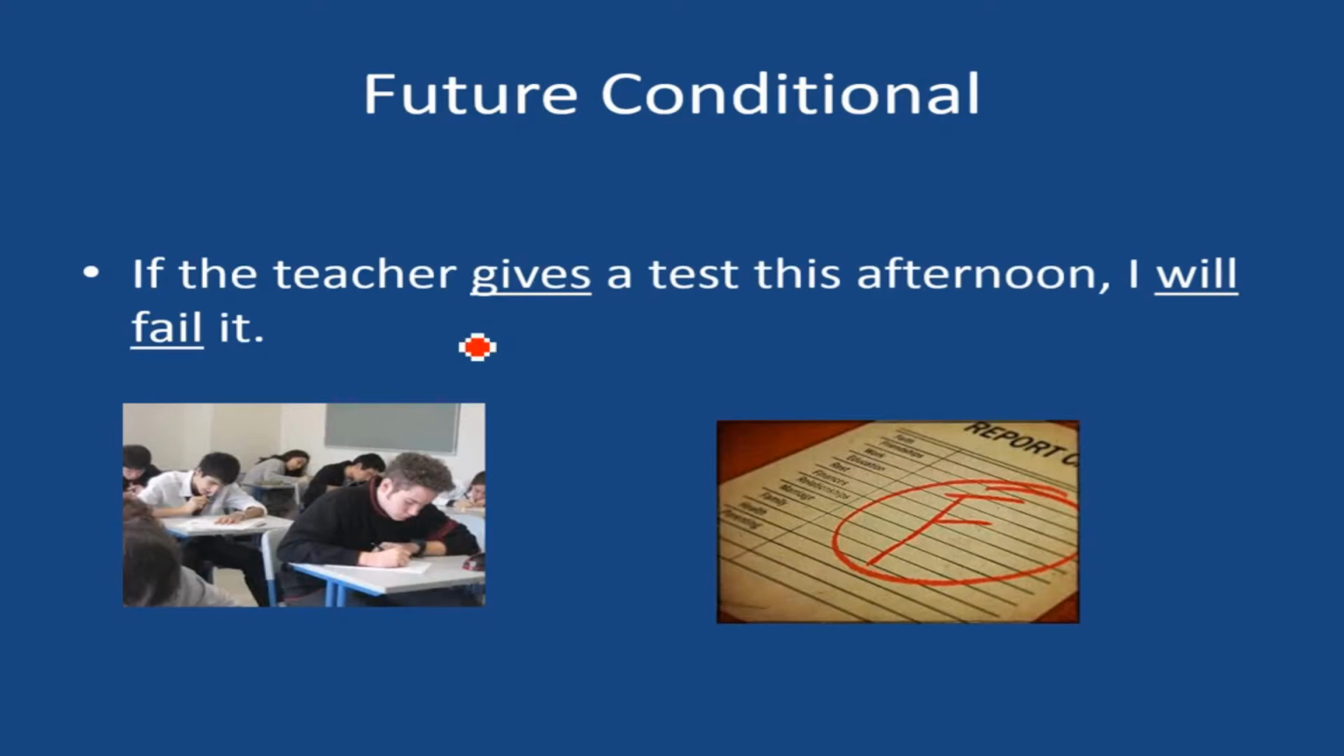If the teacher gives a test this afternoon, I will fail it. This is a sentence that starts with if and then present simple: if the teacher gives a test. Because I have if at the beginning of the sentence, I have a comma after that part of the sentence. And then I have the future: I will fail it.